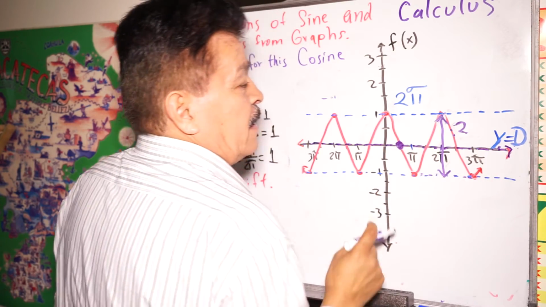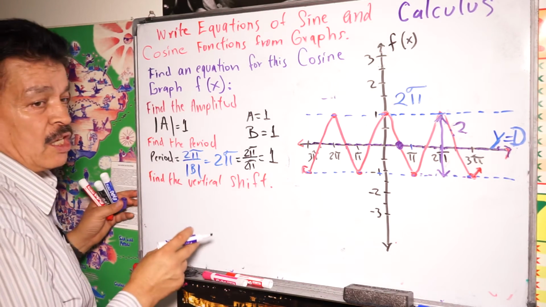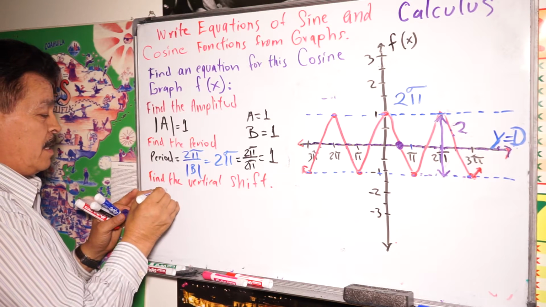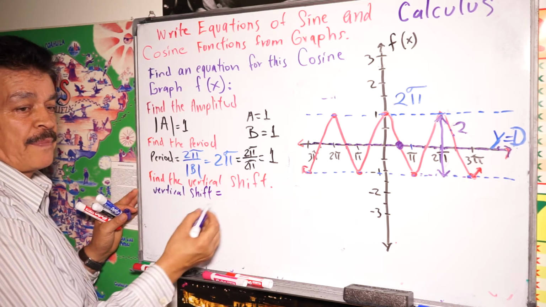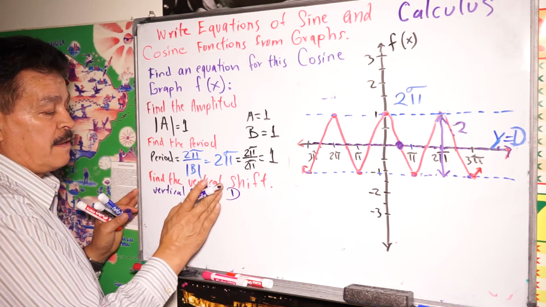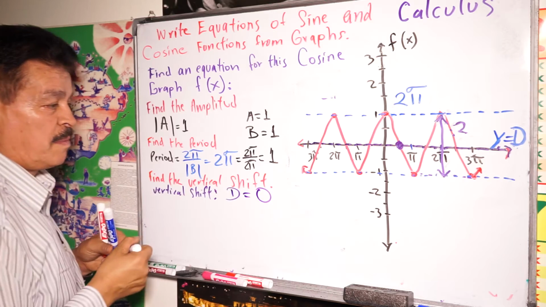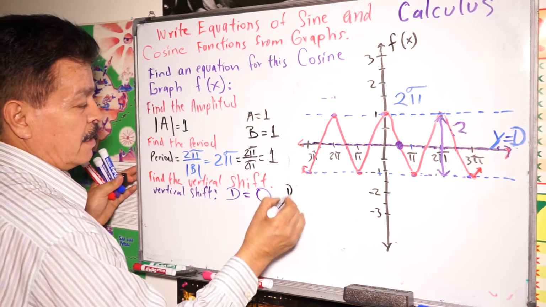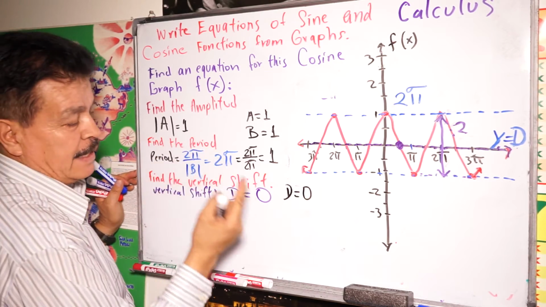That's the vertical shift. So how much is the vertical shift? In this case, as I told you, the vertical shift D equals 0, right? So D is another piece of information that we needed. D equals 0. All right. We already know A, B, and D.